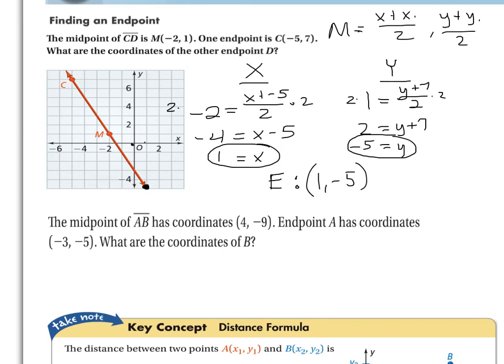All right, again, another example. It says the midpoint of AB is (4, -9). So now they're giving you the midpoint again. Endpoint A has coordinates (-3, -5). What are the coordinates of B?